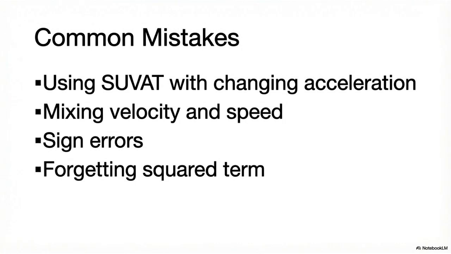Before we wrap up, it's important to keep in mind some common mistakes that often come up when working with these concepts. First, using the SUVAT equations when acceleration isn't constant can lead to incorrect results, so always check that assumption. Next, don't confuse velocity with speed. They're related but different, so be clear on which one you're dealing with. Sign errors can also cause problems, especially when directions matter, so pay close attention to the signs you assign. Lastly, forgetting the squared term in the equations is a frequent oversight, and it can throw off your calculations. Keeping these points in mind will help avoid common pitfalls and make your work more accurate.